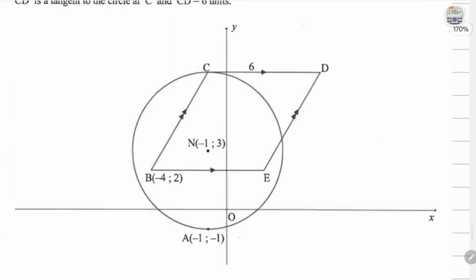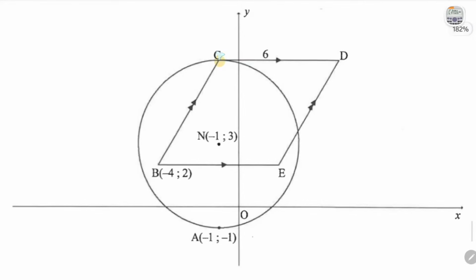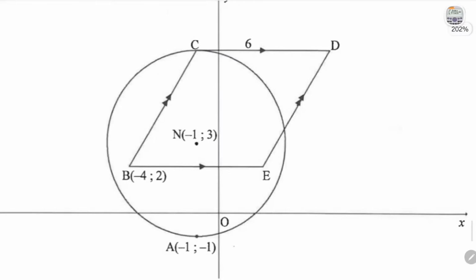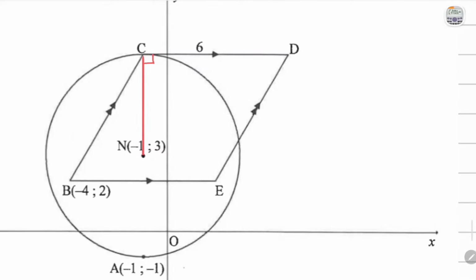So looking at C, it is also that other point that is at the circumference. So how do we find C? Notice that CD is a tangent to the circle. So it means that when we draw a radius, which we already have the length of, we know that the radius and the tangent are perpendicular at their point of contact.